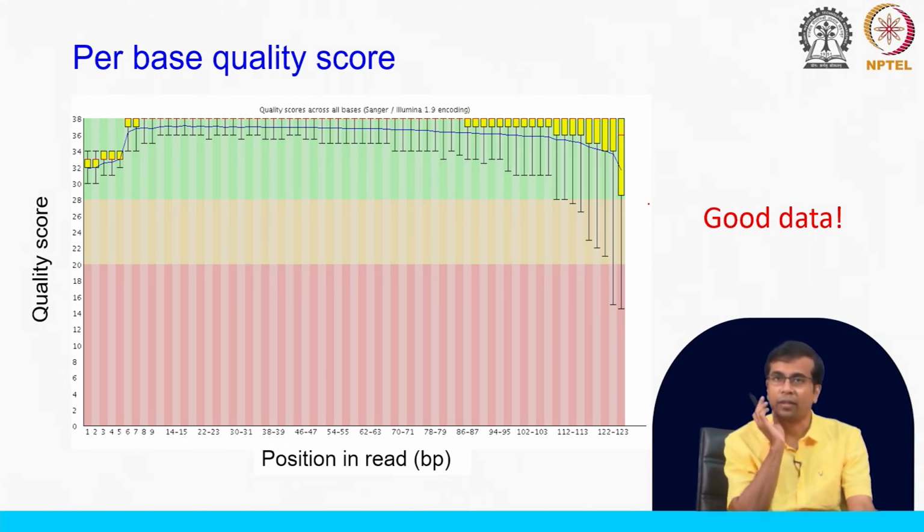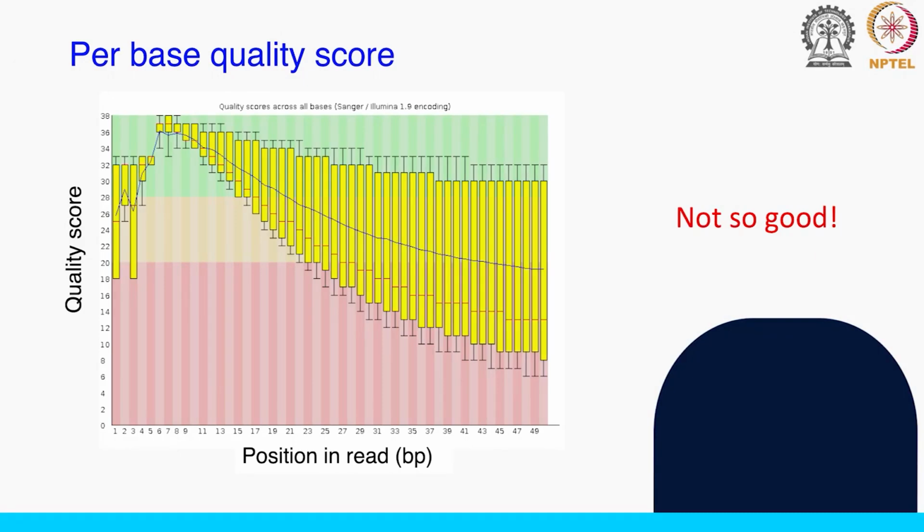So, this is something that is good, but in some cases, just to give you an example, you might have this kind of distribution of quality scores, and we are looking at the same thing. You have the position in read, starting from position 1, and here is 40 bases only, and the y axis is the quality score.